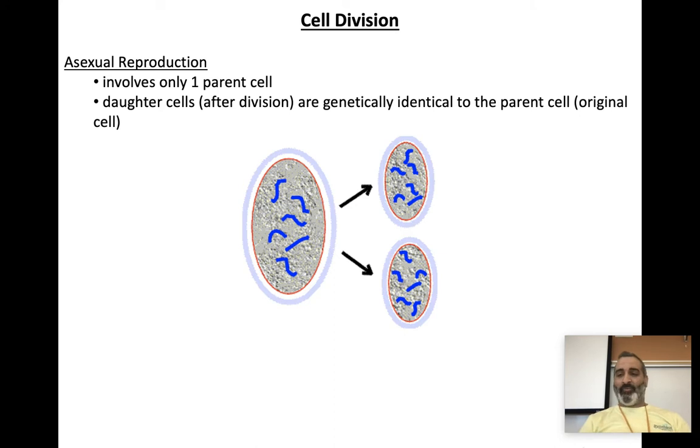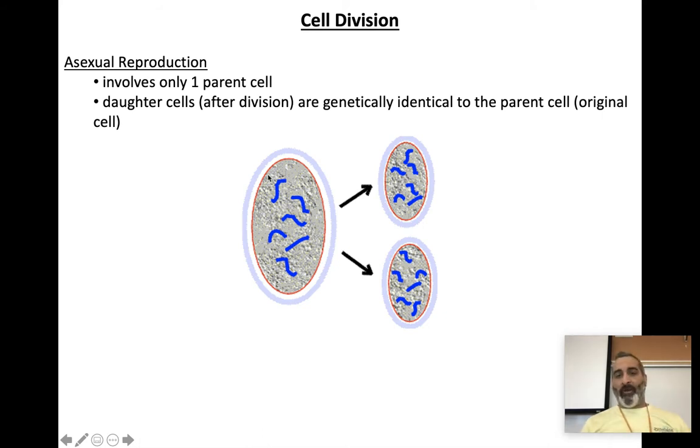We're going to begin this one by talking about the first type of cell division. There are two types: asexual reproduction and sexual reproduction. We are going to be focusing on asexual reproduction in this lecture. First off, asexual reproduction means not sexual reproduction. Sexual reproduction is the opposite: two parents making one baby.